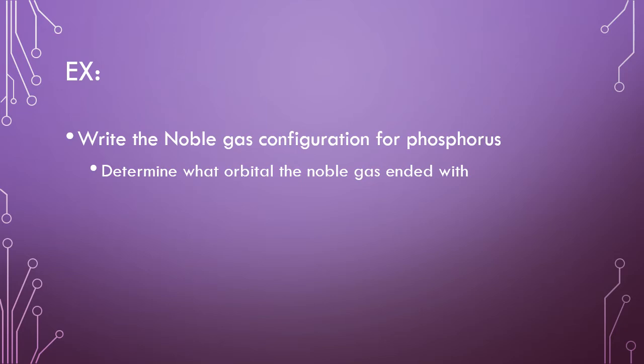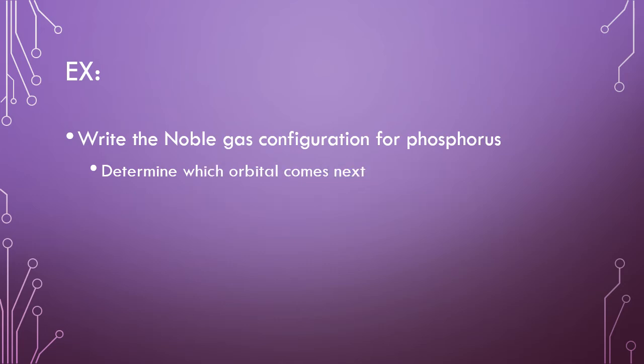We then need to determine what the rest of the configuration looks like. In order to figure this out, we need to figure out what orbital the noble gas's configuration ended with. In this case, that means we have to figure out what neon's configuration ends with. Neon is atomic number 10 and has 10 electrons. Its configuration is 1s2, 2s2, 2p6. This is the portion of the electron configuration that will be substituted by putting neon's symbol in brackets. So it ended in 2p6.